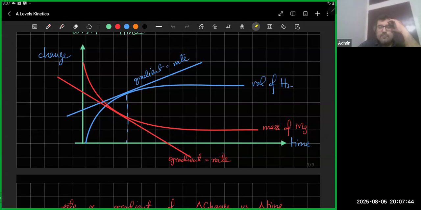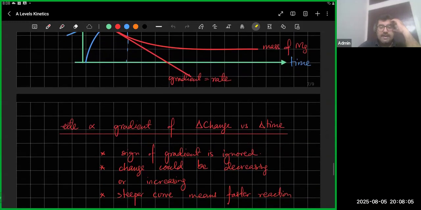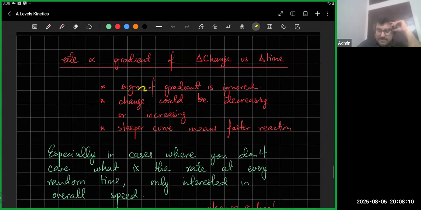So, लेकिन whether it's an increasing change or a decreasing change, the steepness of the graph or the gradient of the graph, that is the rate at that particular time. So rate की direction doesn't matter whether it's a positive gradient or a negative gradient. What matters is the gradient itself, the steepness, right? So rate is basically the gradient of the change versus time graph. और फिर I told you कि sign जो है ना, that doesn't matter. Steepness matters. And so the steeper it is, the faster the reaction.